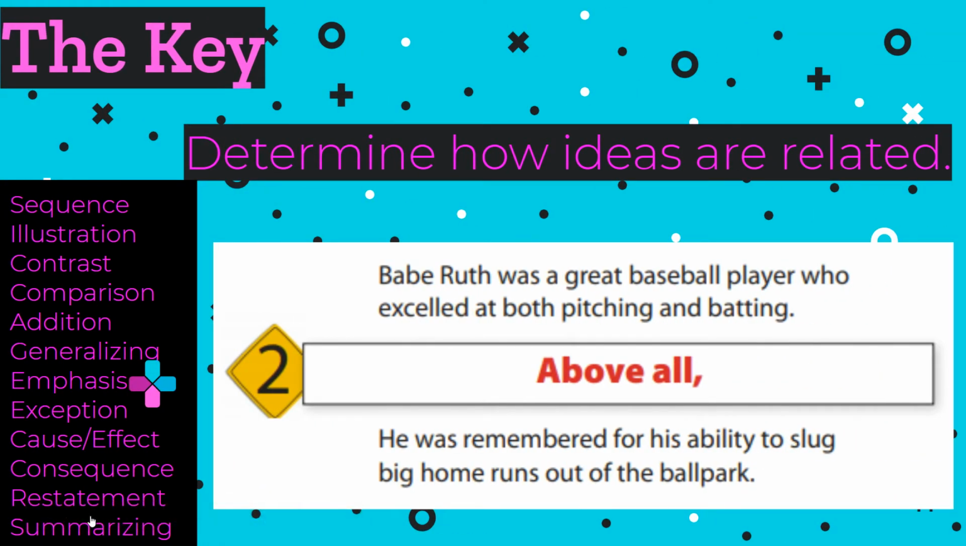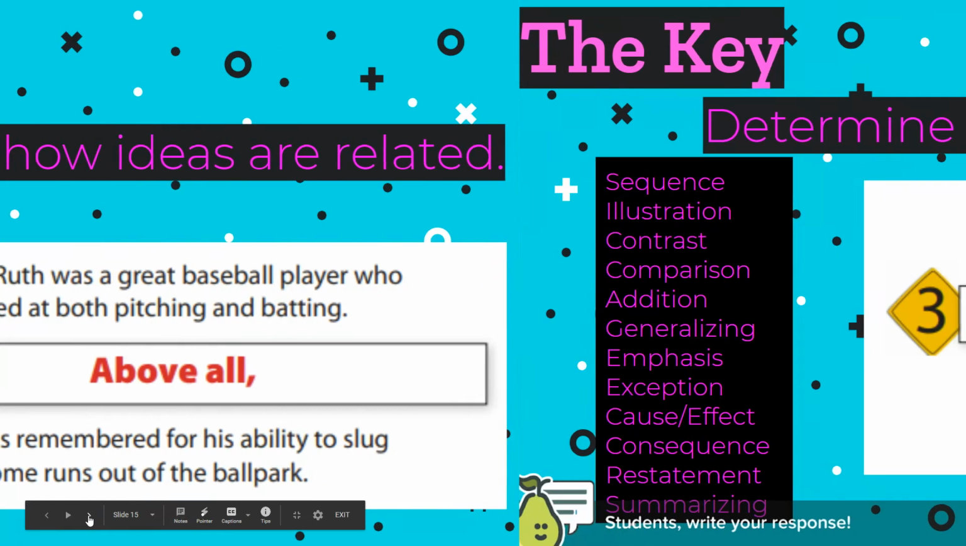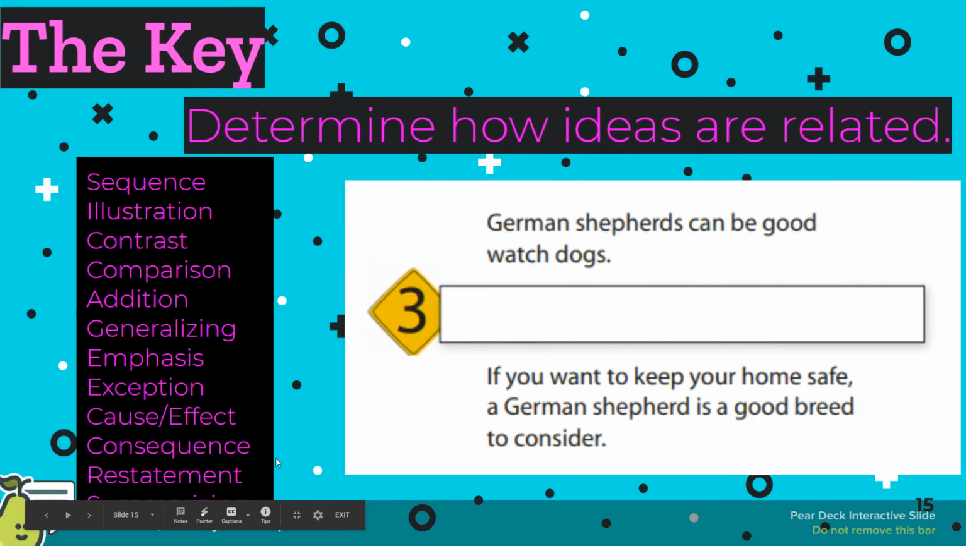All right, this is one example, but I chose above all for emphasis. Babe Ruth was a great baseball player who excelled at both pitching and batting. Above all, he was remembered for his ability to slug big home runs out of the ballpark. You'll see this little crossover here next to emphasis. We want to emphasize, above all, he was remembered for his ability to slug big home runs out of the ballpark. Okay, your next example.